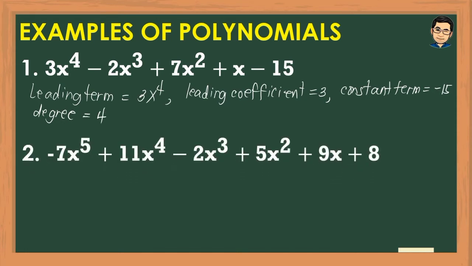Next, negative 7x to the 5th power plus 11x to the 4th power minus 2x cubed plus 5x squared plus 9x plus 8. The leading term is negative 7x to the 5th power, and the leading coefficient is negative 7, the numerical coefficient of the leading term. The constant term is 8. The degree is the highest degree among the terms of the given polynomial, and that is 5.